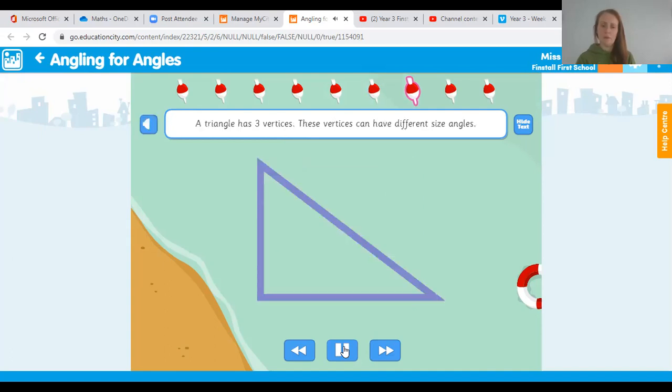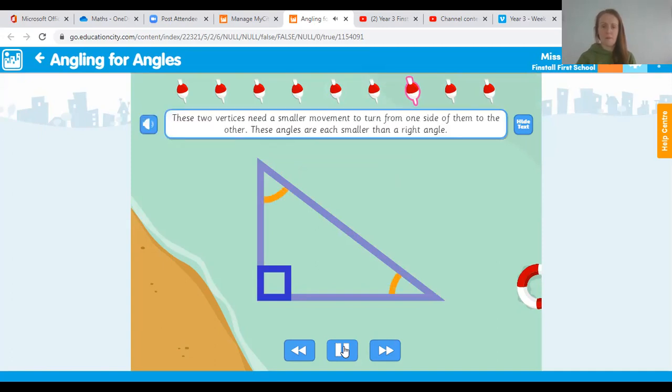A triangle has 3 vertices. These vertices can have different size angles. The turn needed to move between the sides of this vertex is a right angle. These 2 vertices need a smaller movement to turn from one side of them to the other. These angles are each smaller than a right angle.